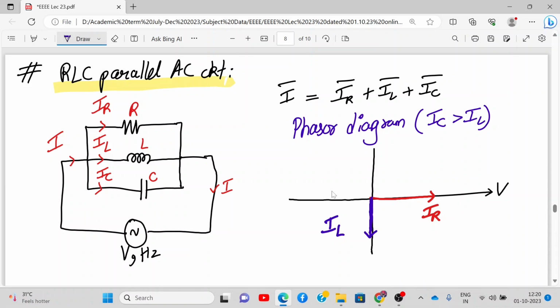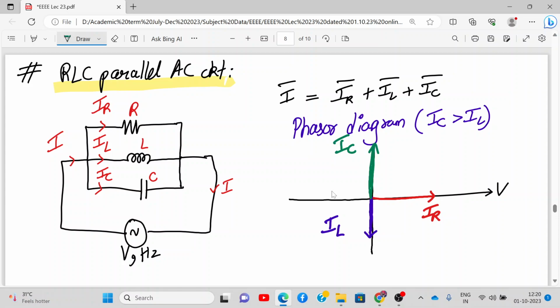Now where will I draw IC? IC is current in a capacitor, which is leading the voltage by 90 degrees. So where will my IC go? Leading the voltage. So here it is. Here it will be current IC. And what have we said? IC is slightly greater than IL. Here it is. IC component magnitude is slightly greater than IL.